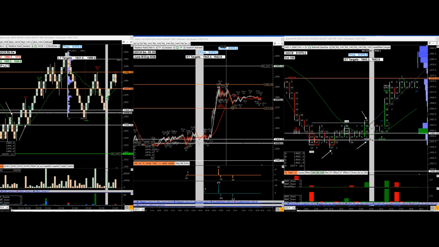Because it's on a higher time frame support level. Simple as that. High time frame support level, look for longs. That's all you got to know. You got to just look for longs.